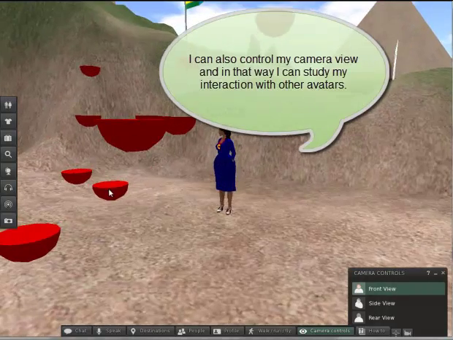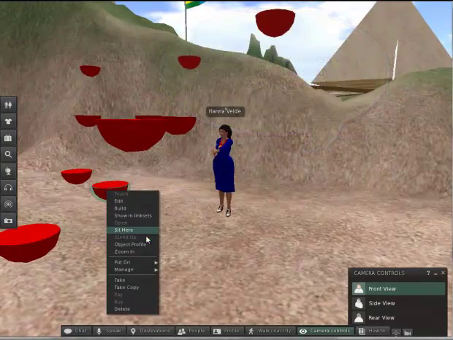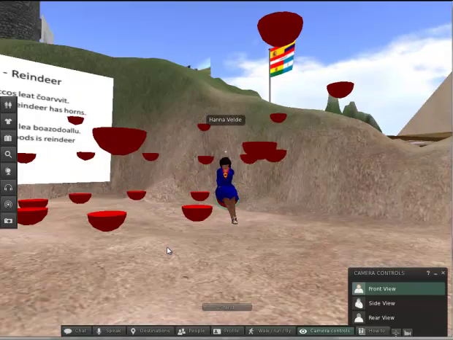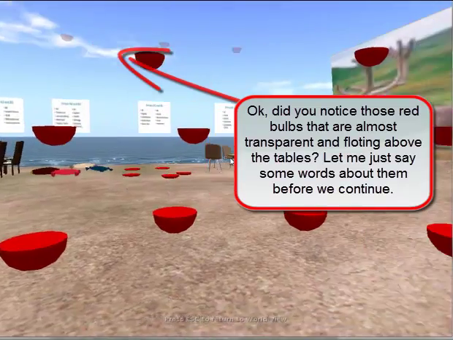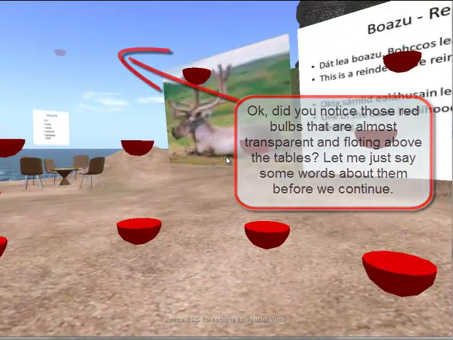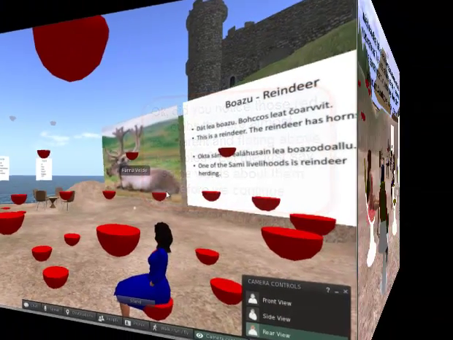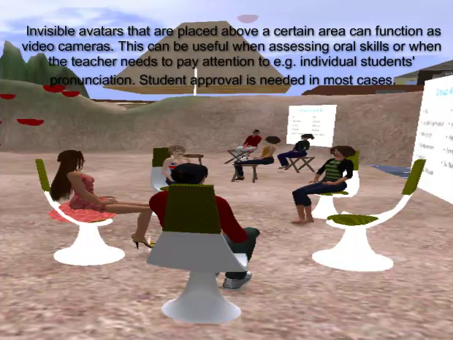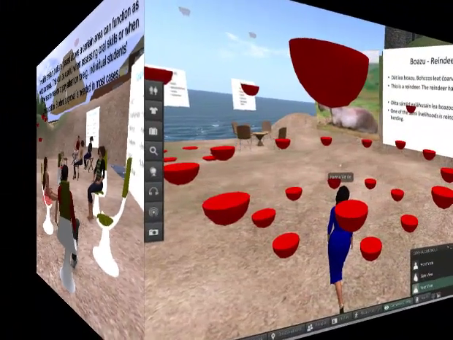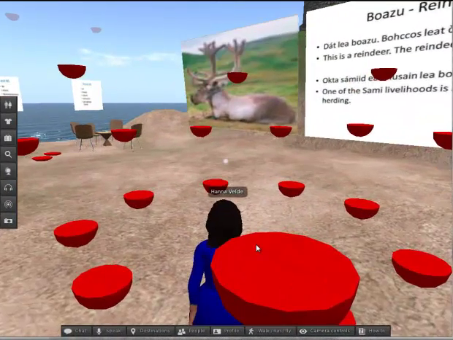But hey, did you notice those red bulbs that were hanging up in the air? Almost transparent. Let me just say some words about them before we continue. Invisible avatars that are placed above a certain area can function as video cameras. This can be useful when assessing oral skills or when the teacher needs to pay attention to individual students' pronunciation. Students' approval is, of course, needed in most cases.